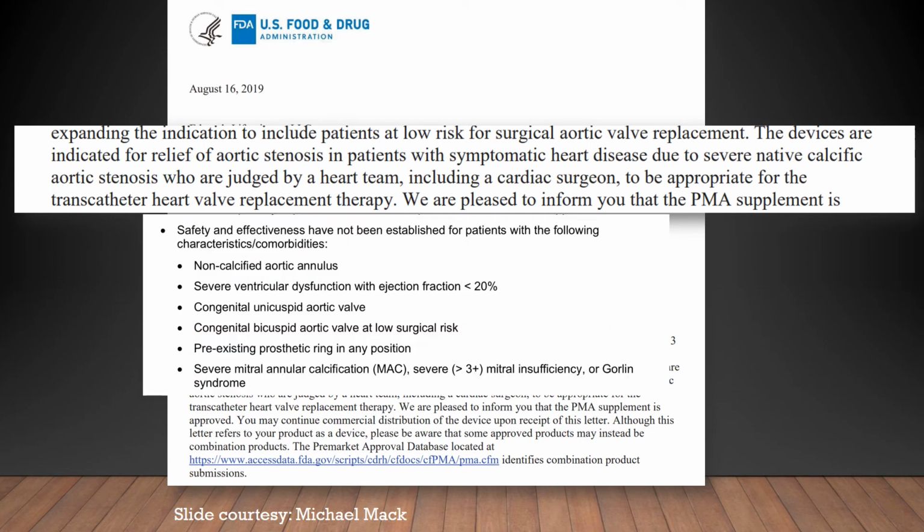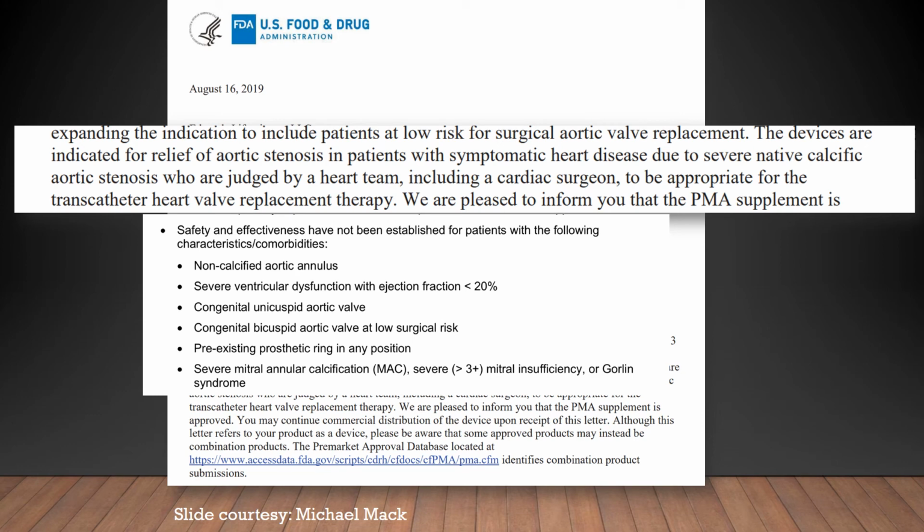And safety and effectiveness have not been established for patients with the following characteristic comorbidities, i.e., these would be the conditions in which TAVR would not be on label, which would include non-calcified aortic annulus, severe ventricular dysfunction with ejection fraction less than 20%, congenital unicuspid aortic valve, congenital bicuspid aortic valve at low surgical risk. Again, mind you, I want you to point to that word congenital. Pre-existing prosthetic ring in any position, severe mitral annular calcification.